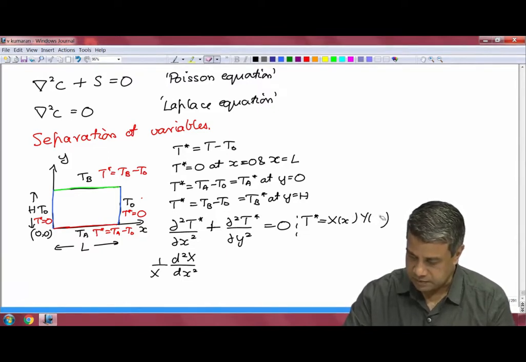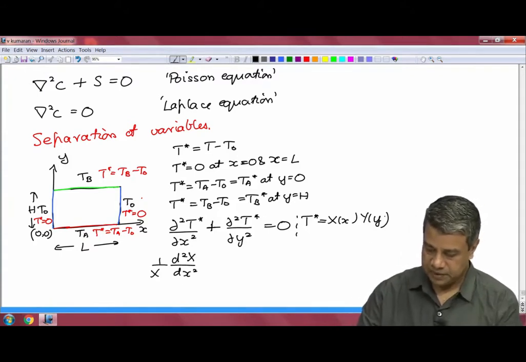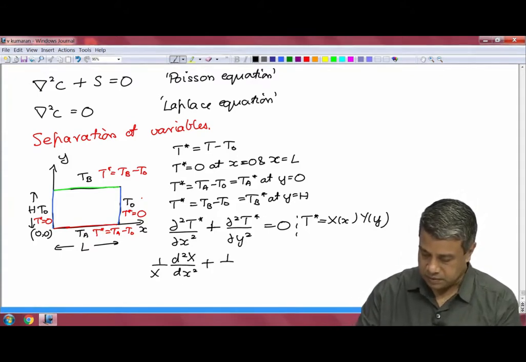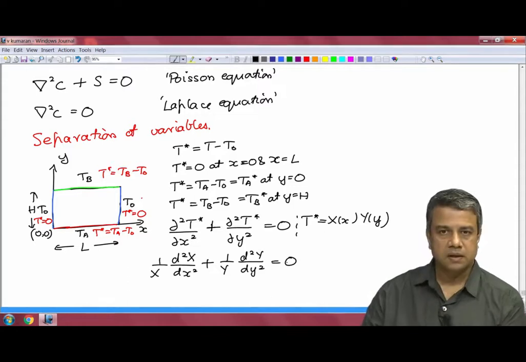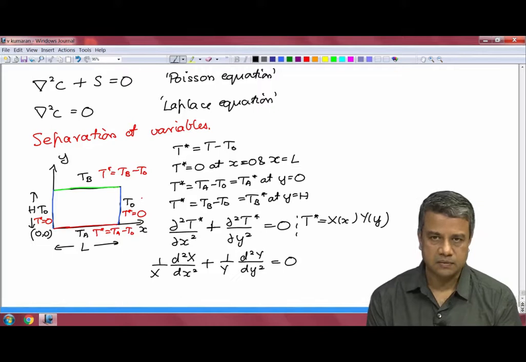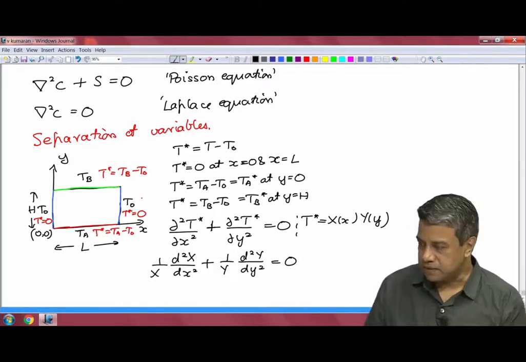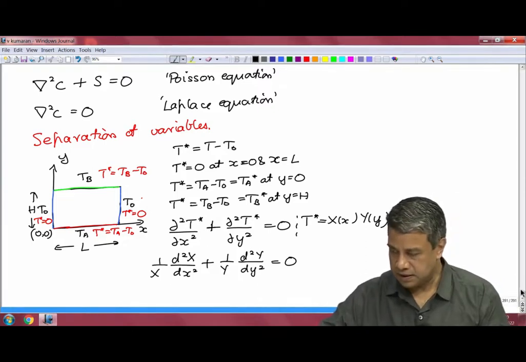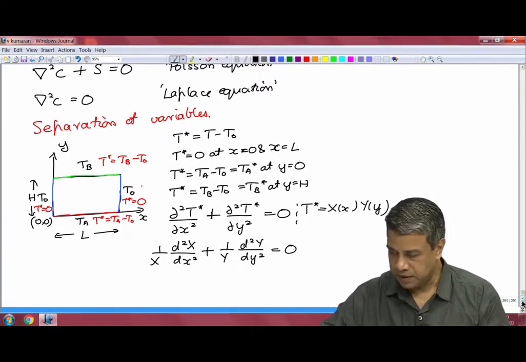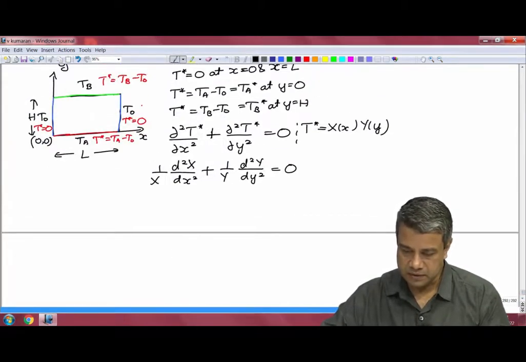I have not scaled the variable here, it turns out you do not need to. Plus 1 over Y, d square Y by dy square is equal to 0. This is what you get if you substitute X times Y and then divide throughout by X times Y. Now, the first term on the left is only a function of x, the second term on the left is only a function of y. That means that both of them have to be constants. What should be the value of the constant?